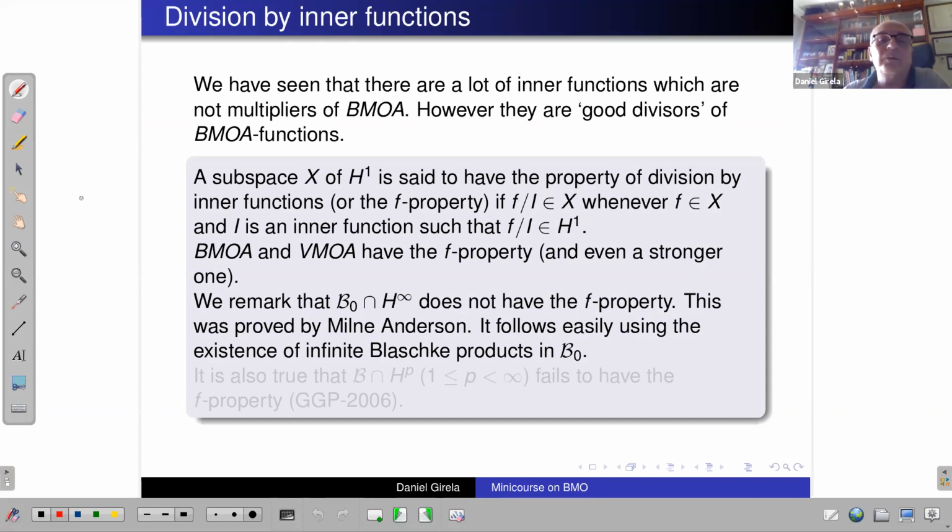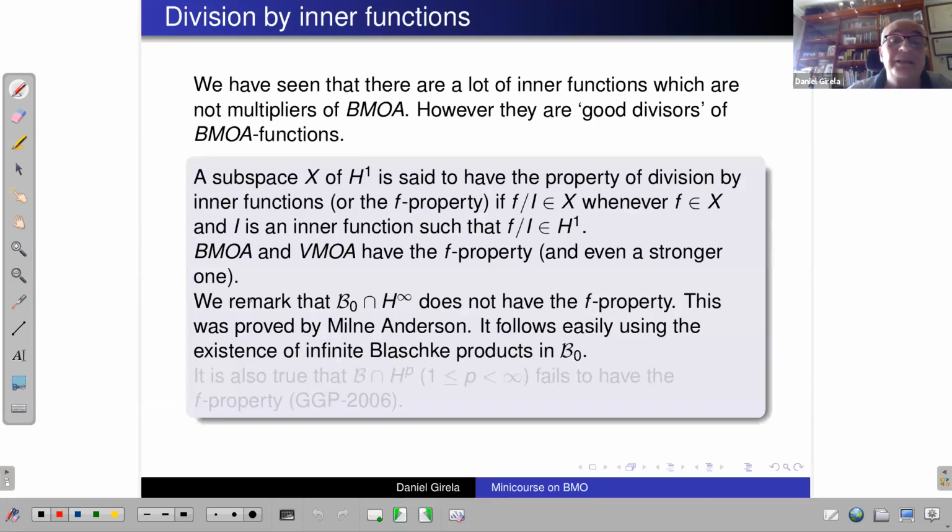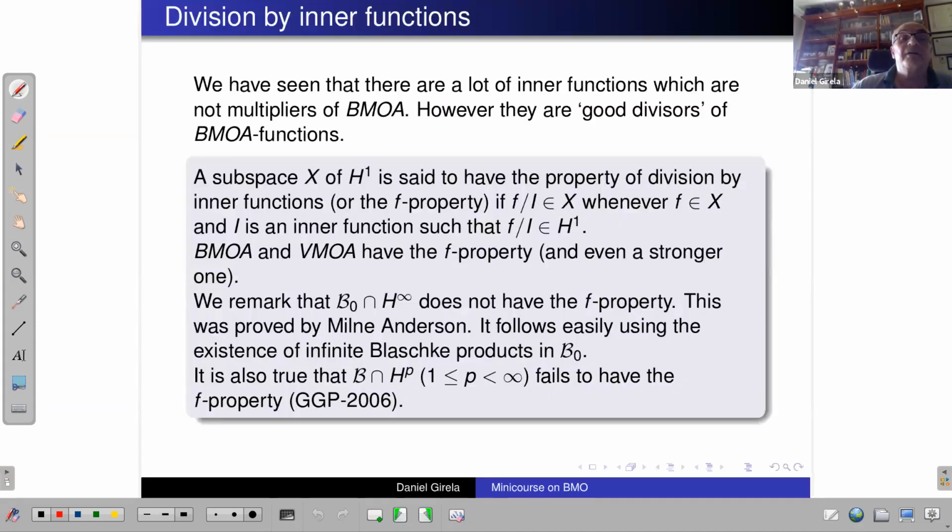A few years ago, we were thinking, what happens if we don't consider here B0, but we consider the Bloch space? And actually, in a working collaboration with Cristóbal González and José Ángel Peláez, two colleagues from the University of Málaga, we were able to prove that if we take B intersection any of the Hardy spaces with P less than infinity, this also fails to have the property of division by inner functions.